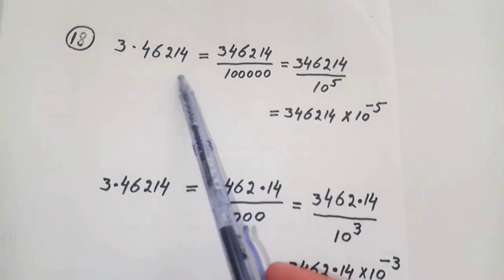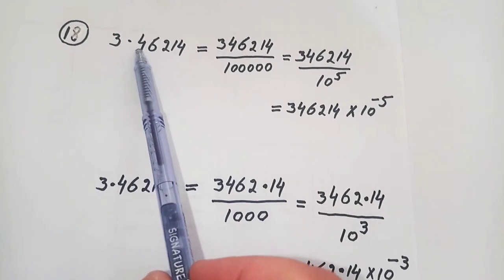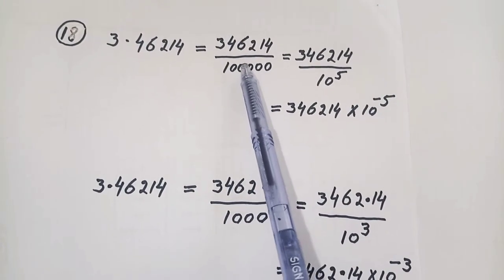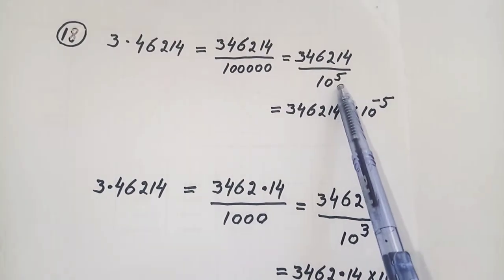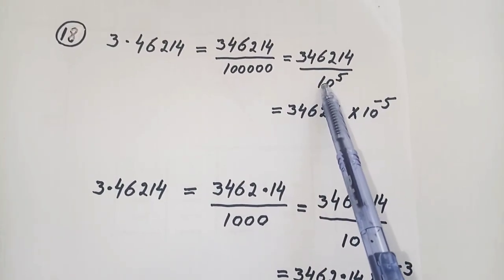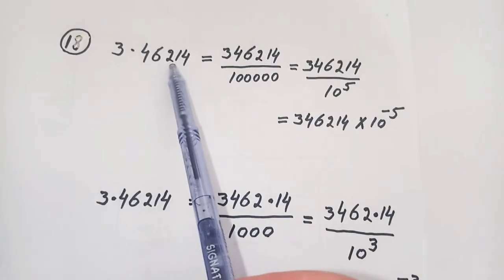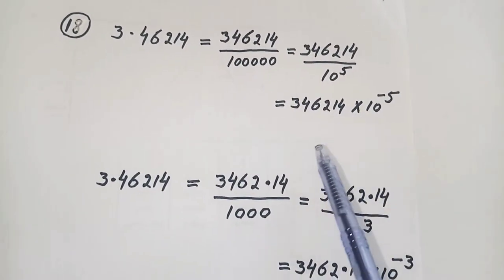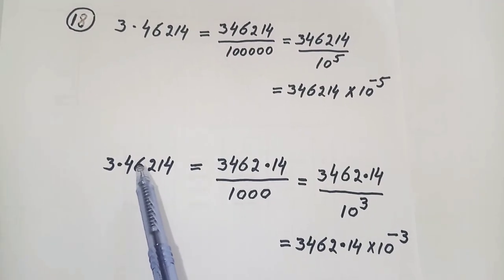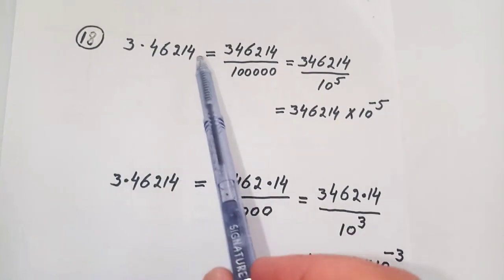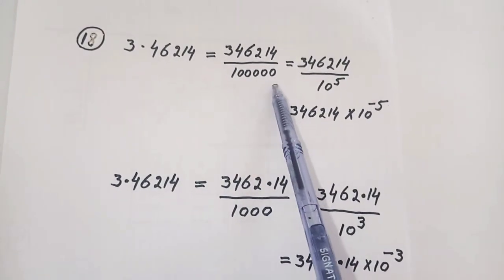So here is a number. After the point we have 5 digits, so here we write 5 zeros, and this number can be written as 10 power 5. And when we shift 10 power 5 to the numerator, it will become 10 power minus 5. So this number can be written like this. Also here we have 5 digits, so here we have written 5 zeros.